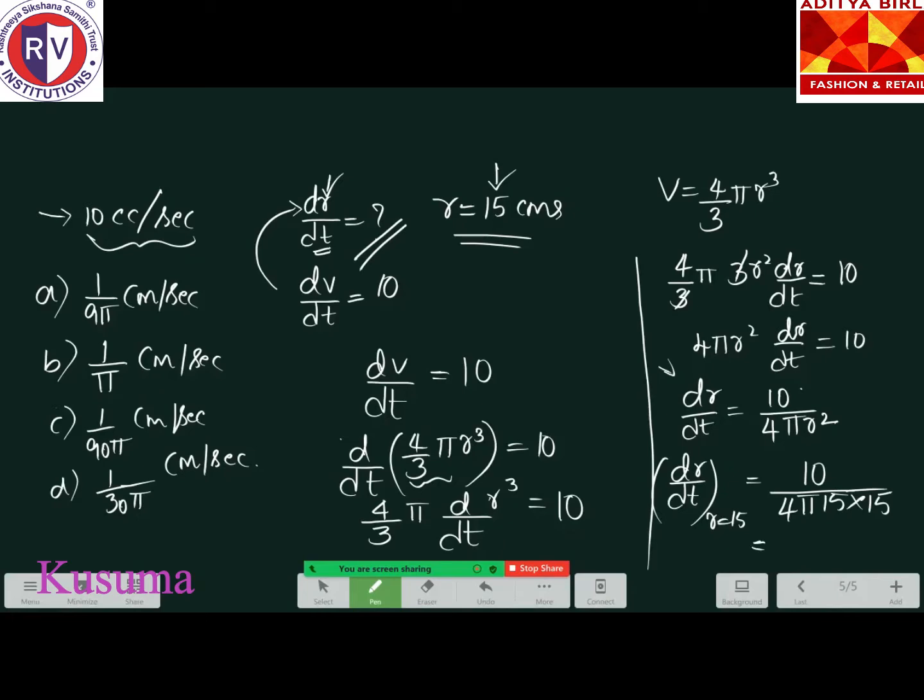Now let us simplify this. In the numerator we have 1. In the denominator we have 2 into 3 into 15 into 5. That will be equal to 90 pi centimeter per second. So this is dr by dt at r is equal to 15 centimeters. That is 1 by 90 pi centimeter per second.